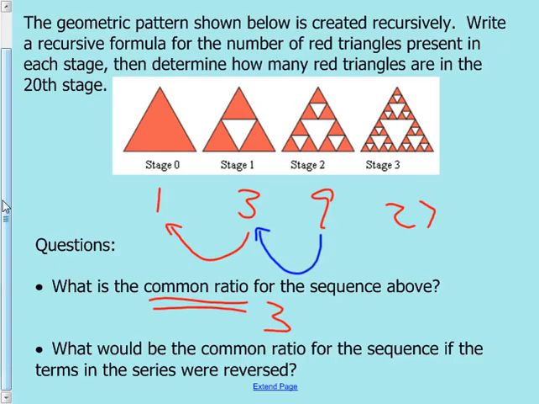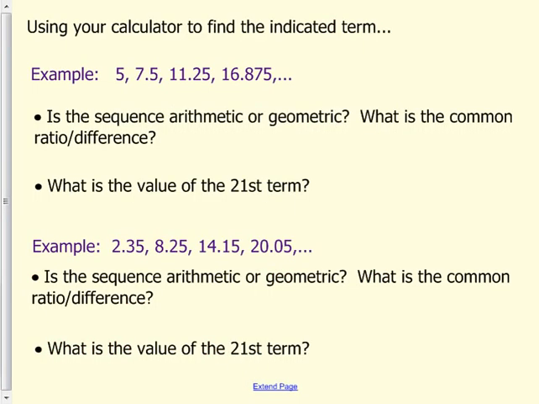It's counterintuitive. Okay, what would be the common ratio for the sequence if the terms in the series were reversed? Well, that means if it started with 27, then went to 9, then went to 3, then went to 1, you obviously wouldn't use a 3 anymore. What would you use? A 1/3. Because you take this divided by this. What's 9 divided by 27? It's 1/3, or 0.3 repeating. Okay, so this answer is 0.3 repeating, or 1/3. All right, moving on to the next page.